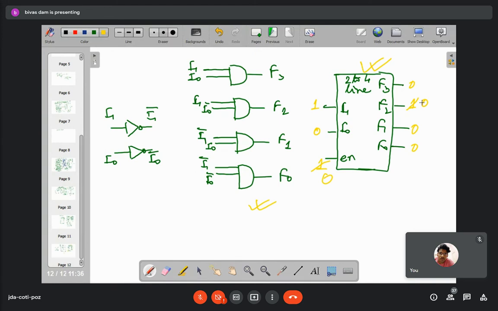Okay, how can we implement this here? How can we implement the enable input in this particular internal circuit?